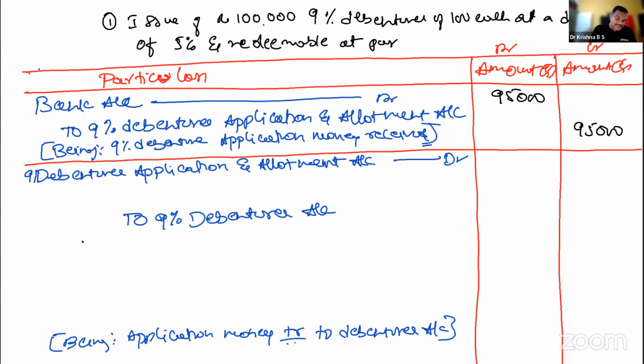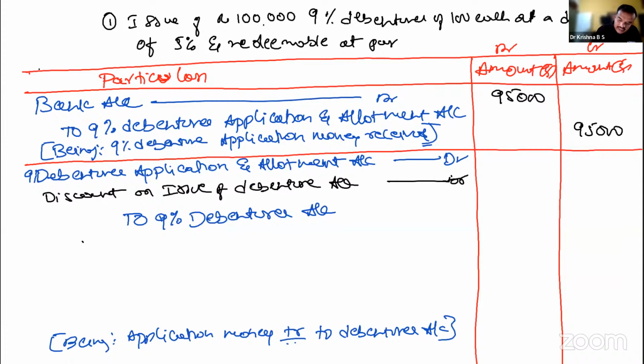95,000. Then second entry. What is the second entry that you are supposed to write? 9% debenture application and allotment account debit. Again, you should add one more: discount on issue of debentures account debit, to 9% debentures account. The amount in the previous entry, what is it? 95,000. Then to 9% debentures account, I said always you should write the face value. What is the face value?